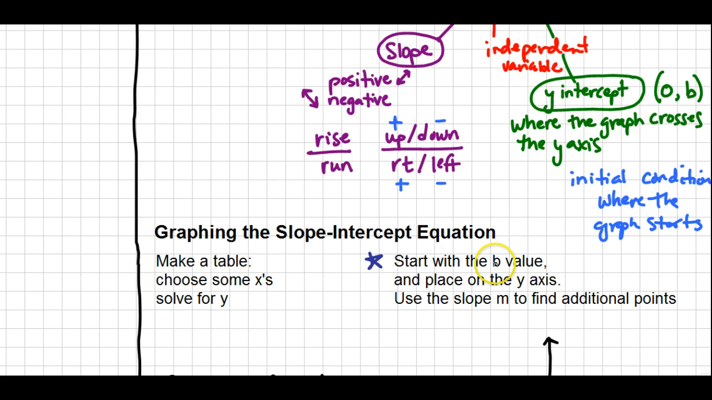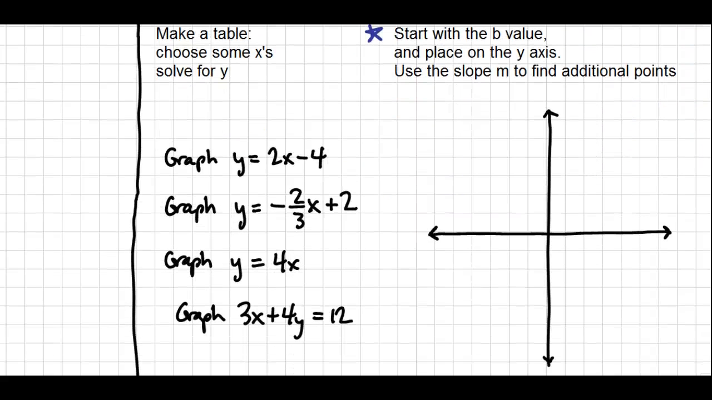So you start with the b value and place it on the y-axis, and then use the slope. A positive number on the top will mean you'll move upwards. A negative number on the top means you'll move downwards. On the bottom, if you have a positive number, you'll move to the right, which is probably what will happen the most often. On the off chance that you have a negative number on the bottom, you will move left. So let's demonstrate that with a few examples.